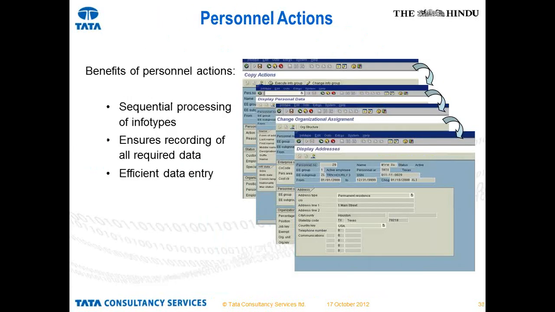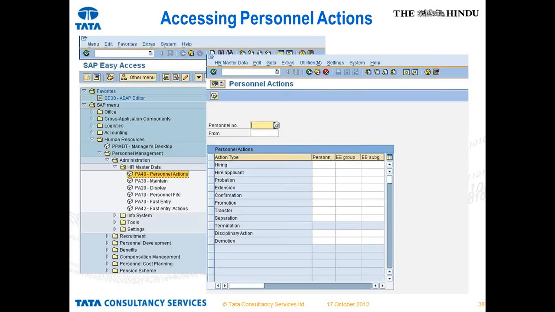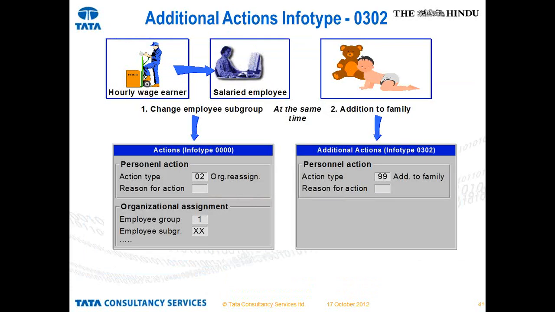And now coming to the personal actions, PA40, where any end user can perform any kind of activity or action for any employee. That is called personal actions. And here it is PA40. You can see the list of action types, and we already did it for employee. Next, fast entry, and we are discussing an additional actions info type 302.